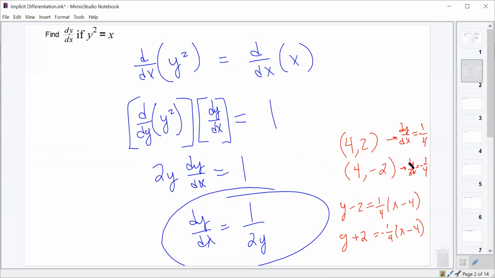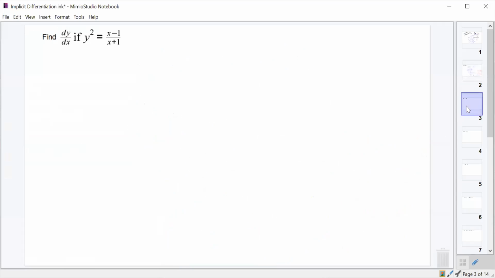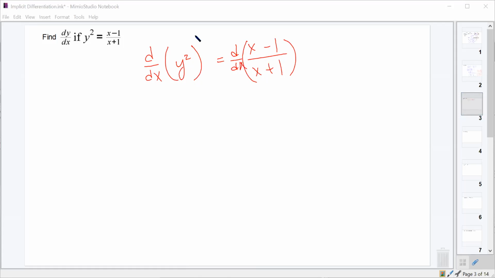All right, let's do another one. We want to find dy dx if y squared equals x minus 1 over x plus 1. So once again, this should be pretty straightforward. We're going to take the derivative with respect to x of both sides. I suppose we could look at what this looks like. You guys want to see what this looks like?